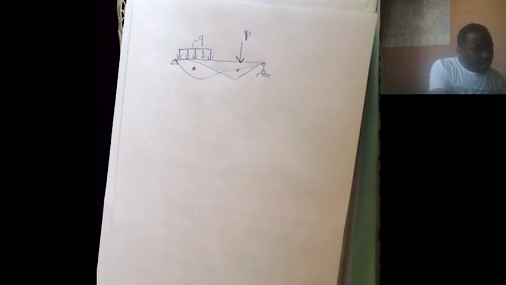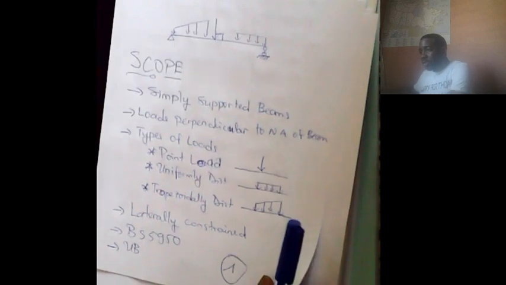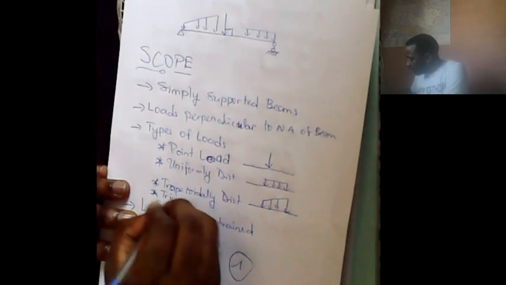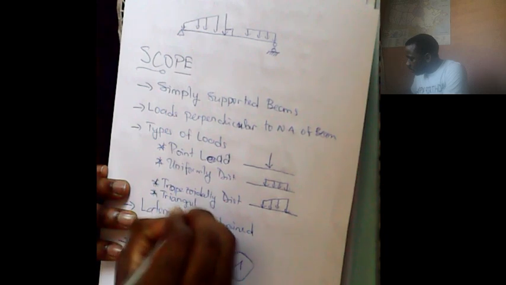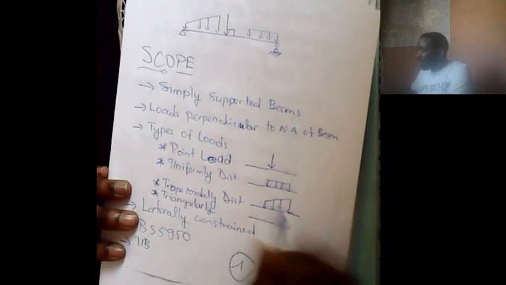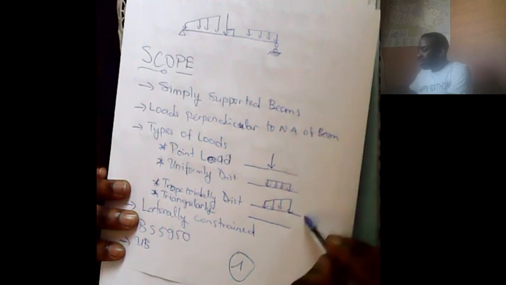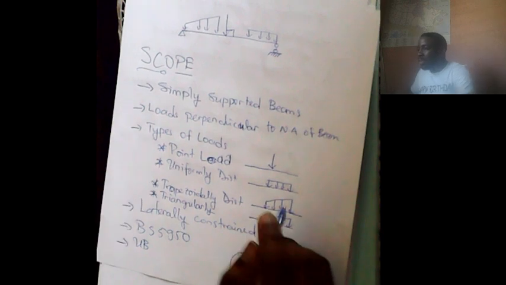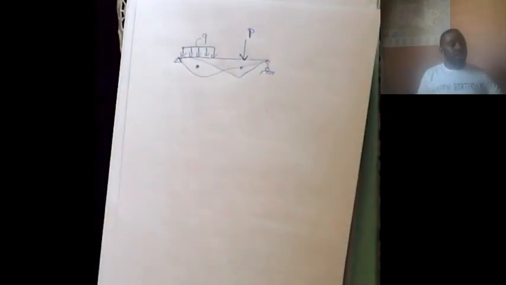Let me give a proposal. Right, let's add even there. We said that when we remember something on our scope, we'll come and add, right? So this is our scope here. Let's add triangularly distributed. So I'll show you guys that these three last loads are actually the same thing. Okay? No need to stress. We can generalize them in just one instance and just finish with it, okay?